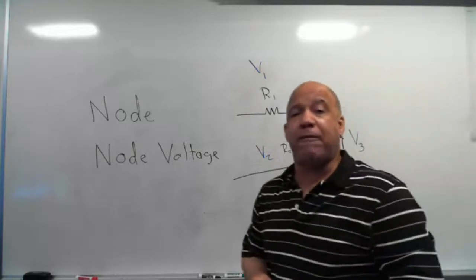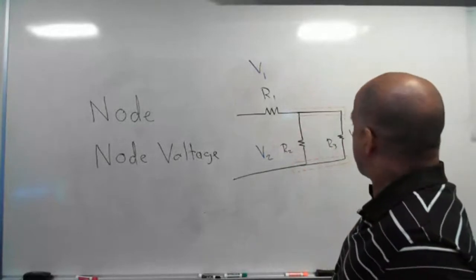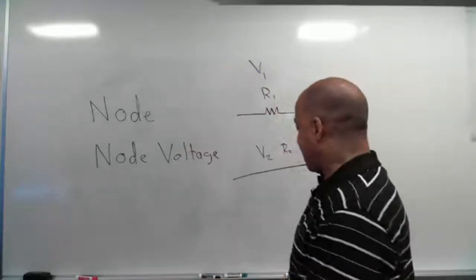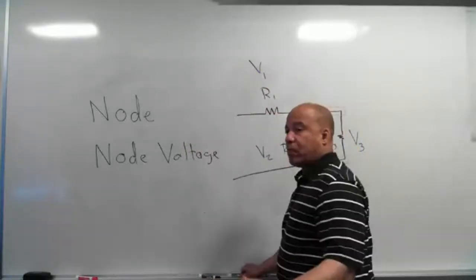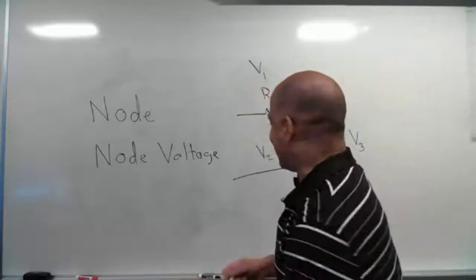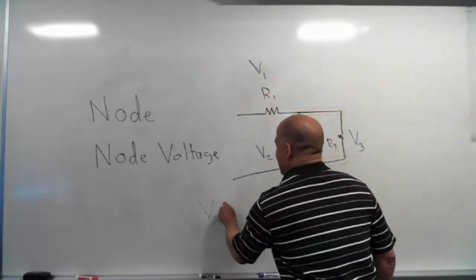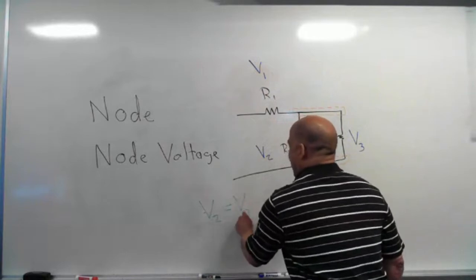Now, what do we know about V2 and V3? What do we know about those two voltage drops? They're the same. Why are they the same? They're in parallel. Parallel devices have the same voltage. So I can say that V2 is equal to V3.